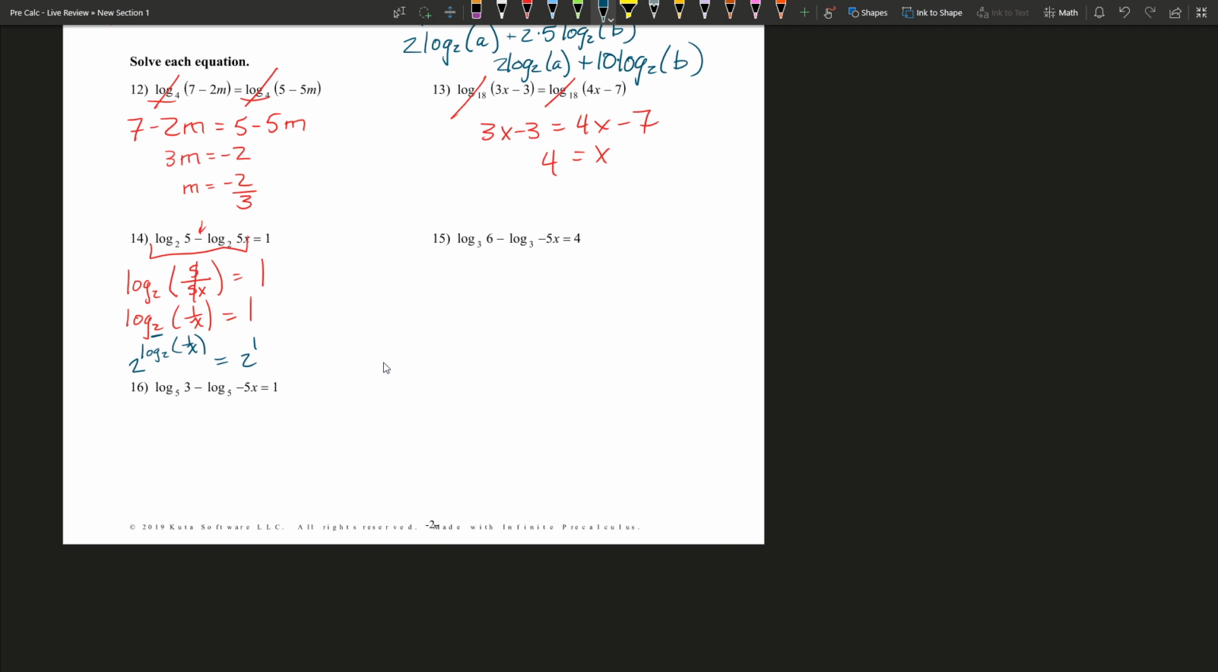When we do that, this 2 and log base 2 cancel, so 1 over x, and then 2 to the first is just 2. If we multiply by x on both sides, we get 1 is equal to 2x. Divide by 2, x is equal to 1/2.